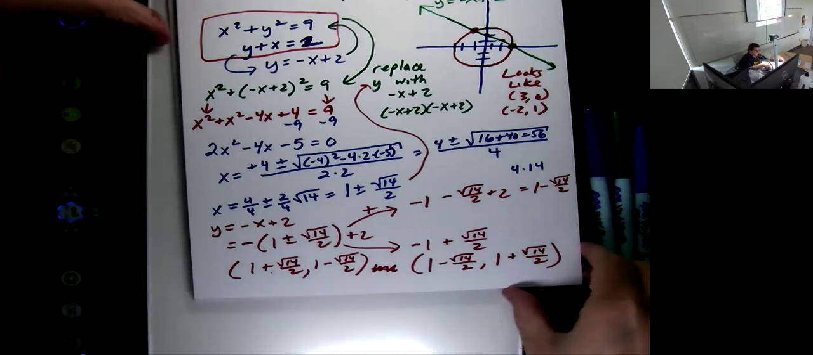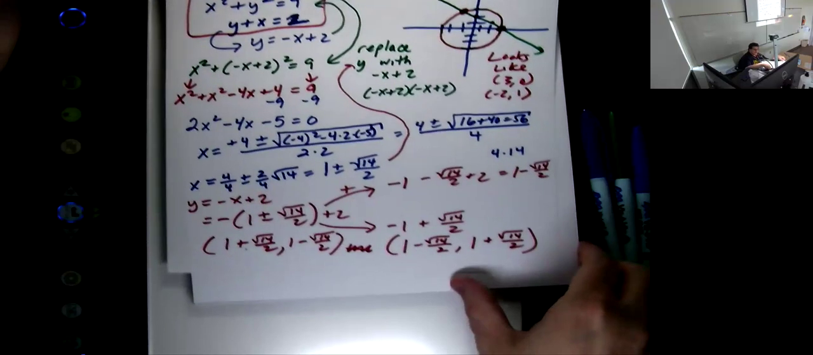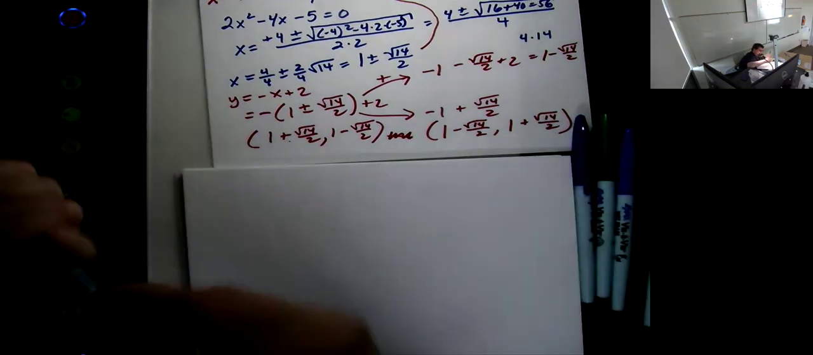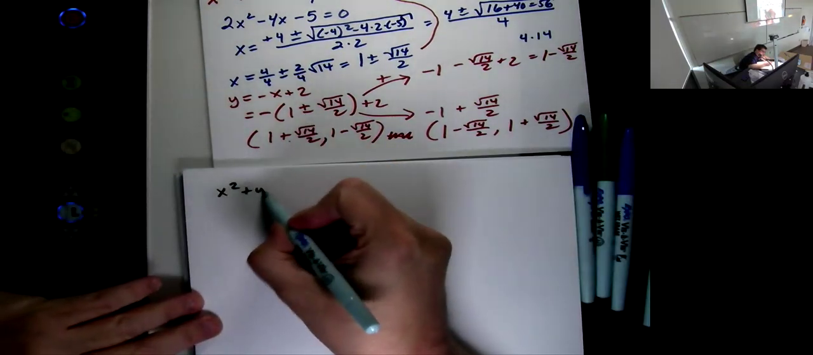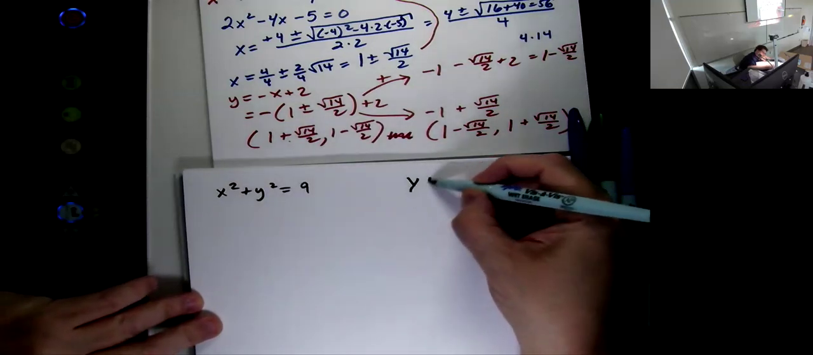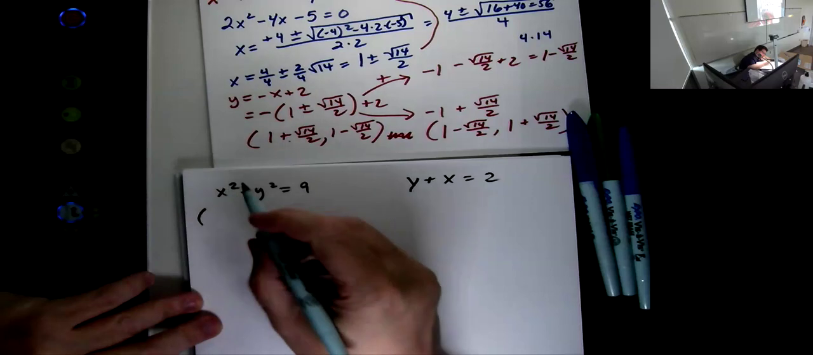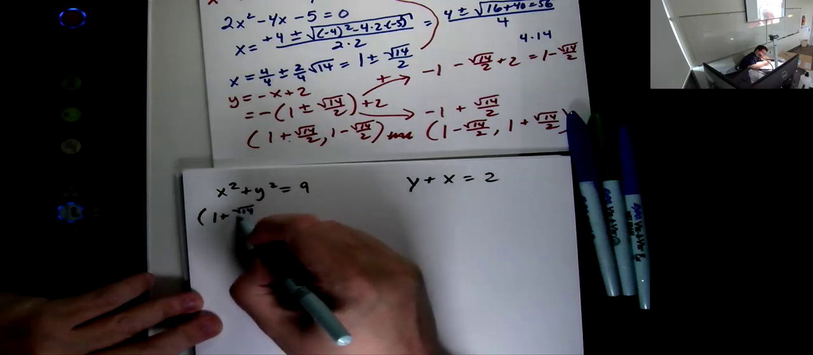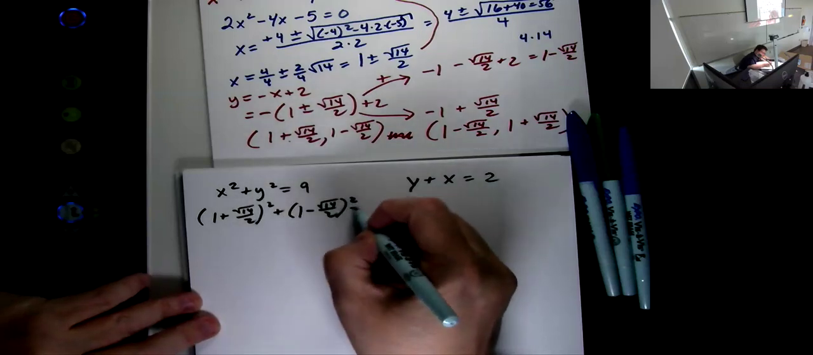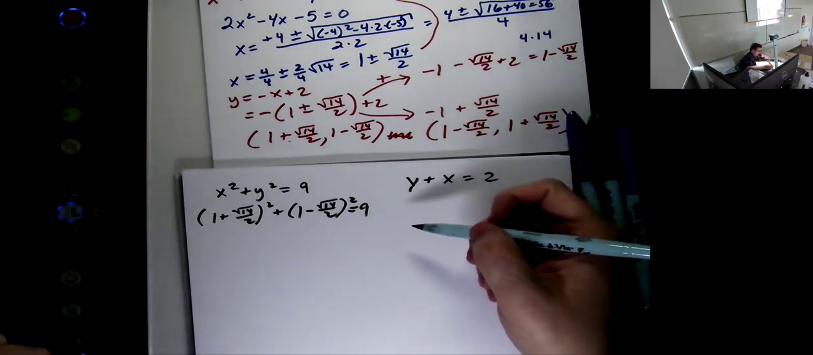Does that make sense? We can check. Let's check our points real quick. So we got those 2 points. We'll check them in x squared plus y squared equals 9, and we'll check them in y plus x equals 2. So I have (1 plus root 14 over 2) squared plus (1 minus root 14 over 2) squared. That's going to work for both equations. Either point is going to give me the same thing for this one, so we can check both points at the same time on this circle.